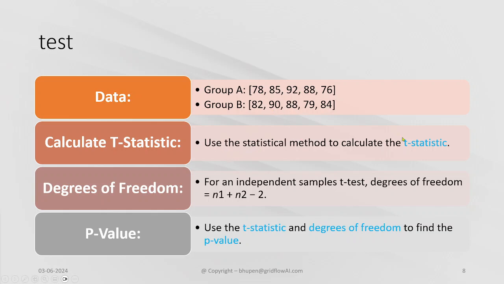Then we can apply a statistical test, which is the t-test, and we obtain a t-statistic out of this data set. And then we apply the degrees of freedom, which I'm going to explain in the next few slides. Once you obtain the t-statistic, you can make the conclusion by comparing the t-statistic with the critical value.